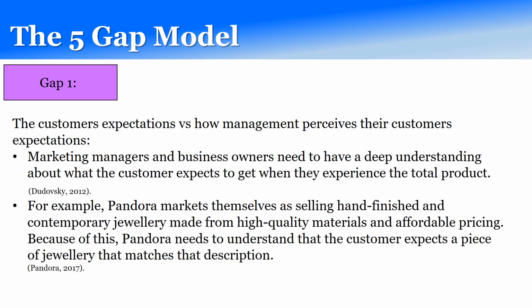So here is gap 1. Gap 1 is when the customer's expectations versus how management perceives their customer's expectations. So basically this means that marketing managers and business owners need to have a really good understanding about what the customer expects to get when they experience the total product. So in the example of Pandora, Pandora markets themselves as selling hand-finished and contemporary jewelry made from really high-quality materials at affordable pricing. So because of this, Pandora needs to make sure that they understand that the customers expect a piece of jewelry that matches that description.